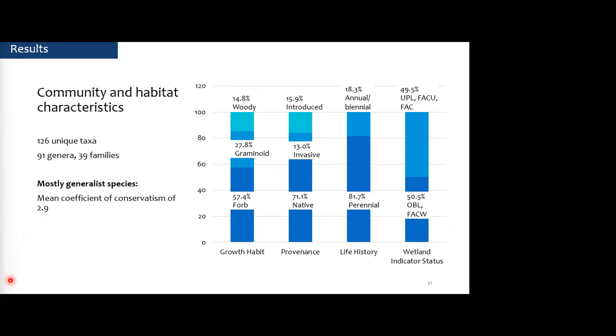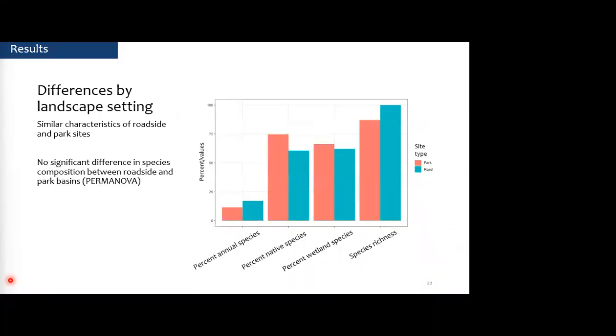And then species were about 50-50 obligate or facultative wetland species, and then the other half were upland to facultative. So that does indicate quite a large proportion of wetland species. Looking at the difference between park sites and roadside sites, you can see the trend is to have fairly similar characteristics across some of these different measurements. And according to a PERMANOVA, there was no significant difference in species composition between the two types of sites.